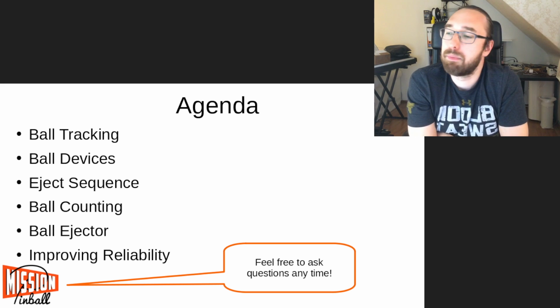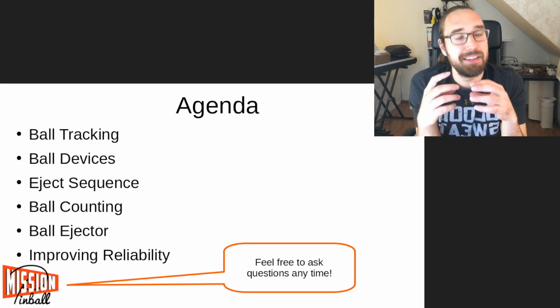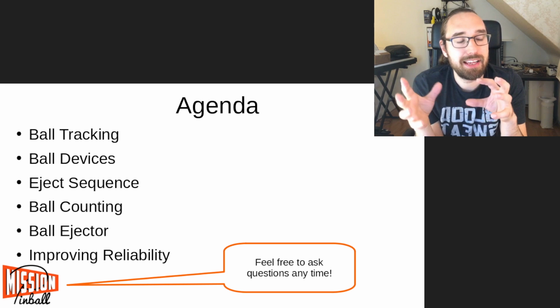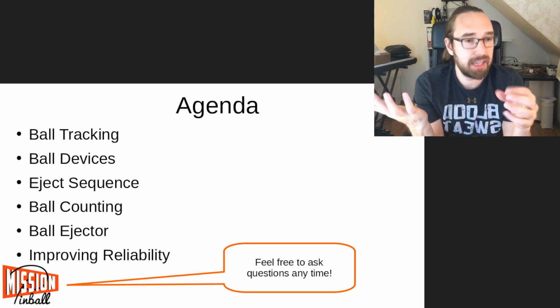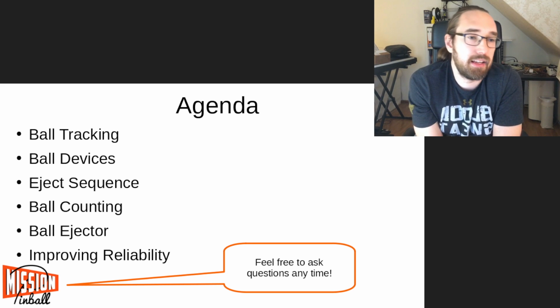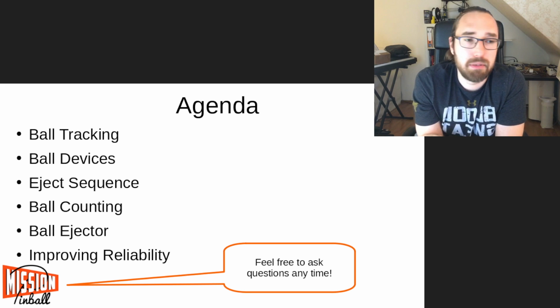Then we will go into ball ejector. So the ball ejector is the part which actually makes sure the ball leaves the ball device when MPF or the player wants it. And there are also different ways how this can be done. There are multiple implementations in MPF, and we will look into those.